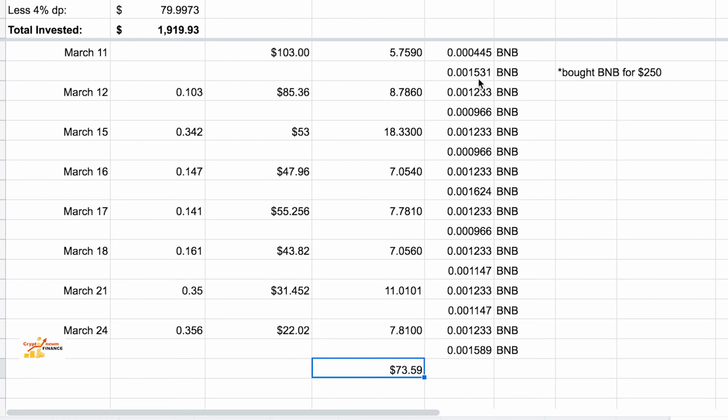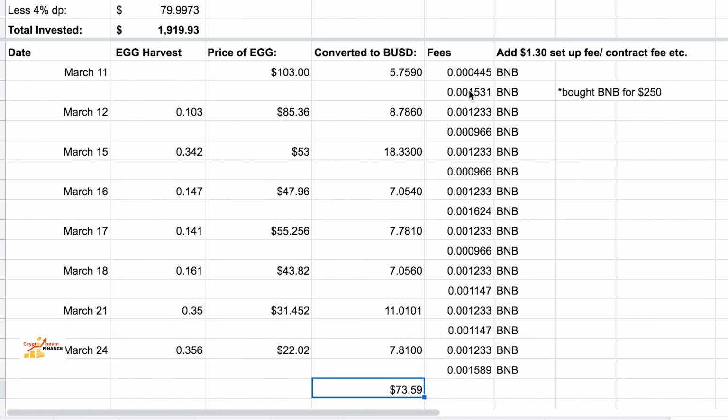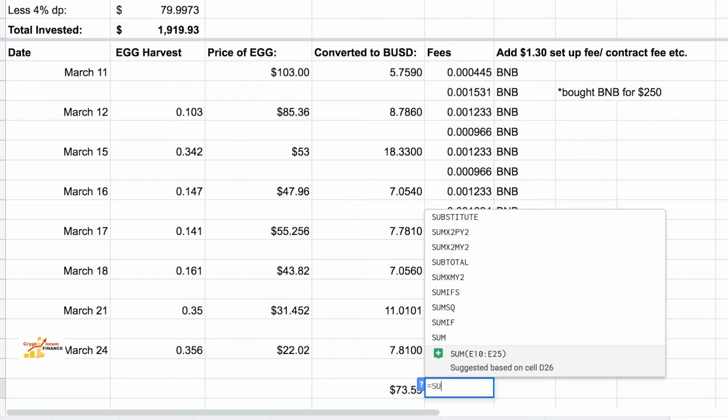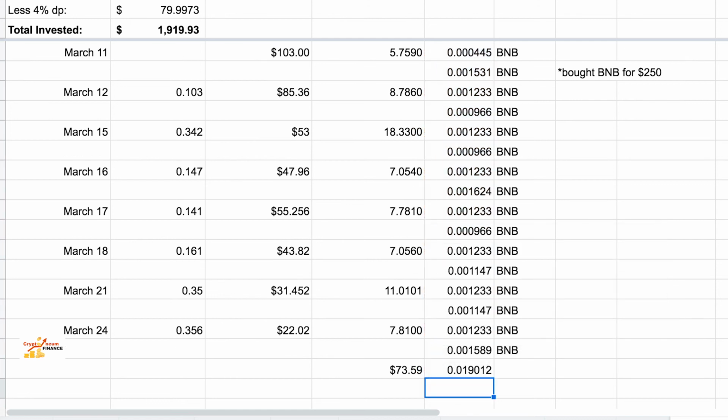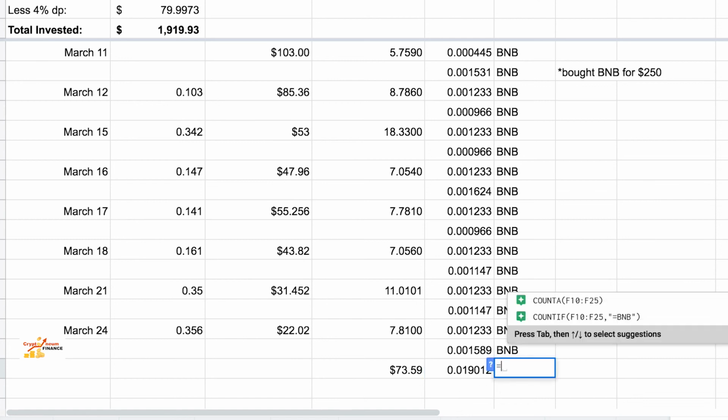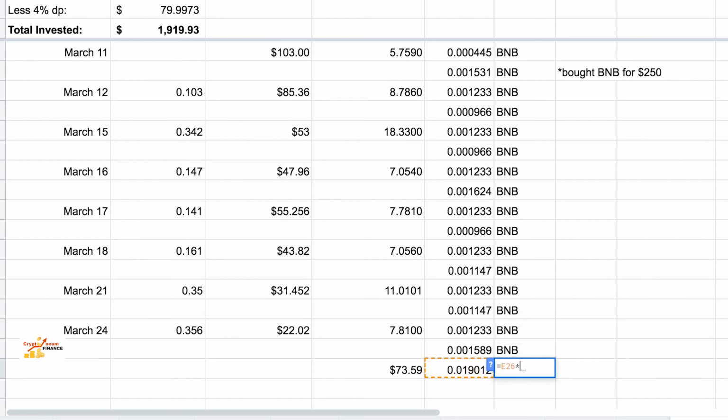Anyways, let's also add up the fees that we have paid. And I think sometimes people forget to add up this part, because every time you make a MetaMask transaction, you will have a fee that is associated with it. So far, I have spent 0.019 BNB, and if we times that by the price that I bought the Binance coin for, which was around $250, that is a total of $4.75 in fees.